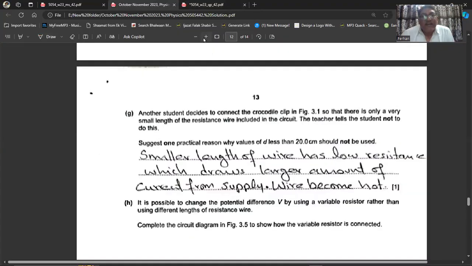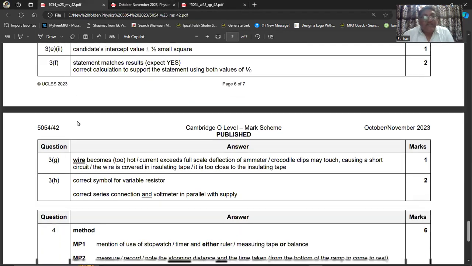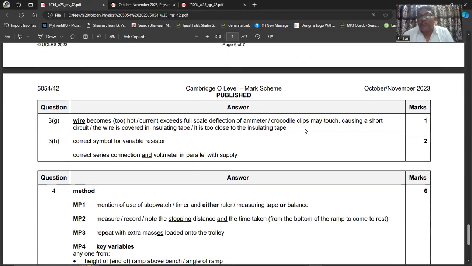So you can see here my answer. Smaller length of the wire has low resistance, which draws a larger amount of current from the supply. This can cause the wire to become hot. So this is our answer. So let's see, this is the marking scheme. You can take out your time. You can pause the video and take time and read the question number 3G part.